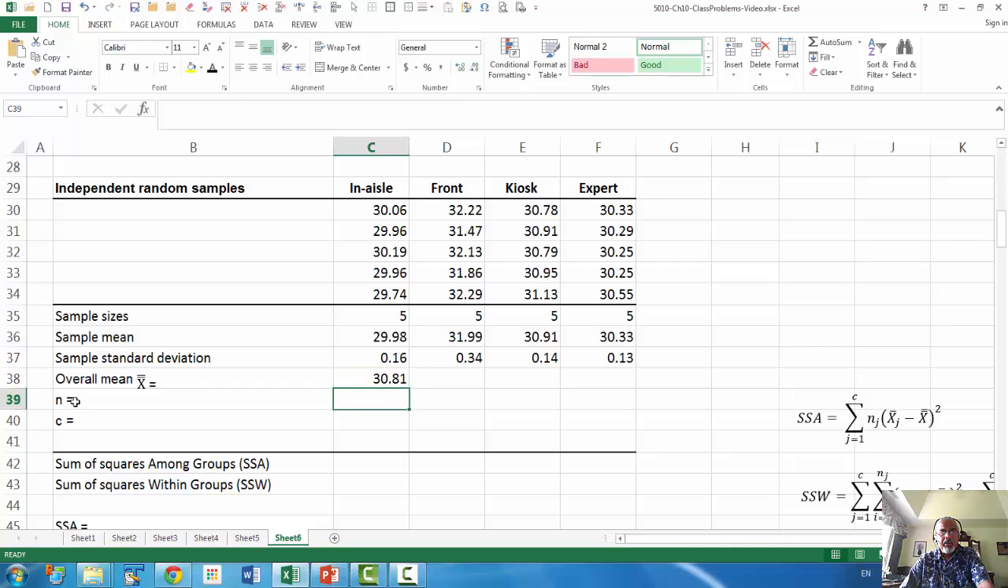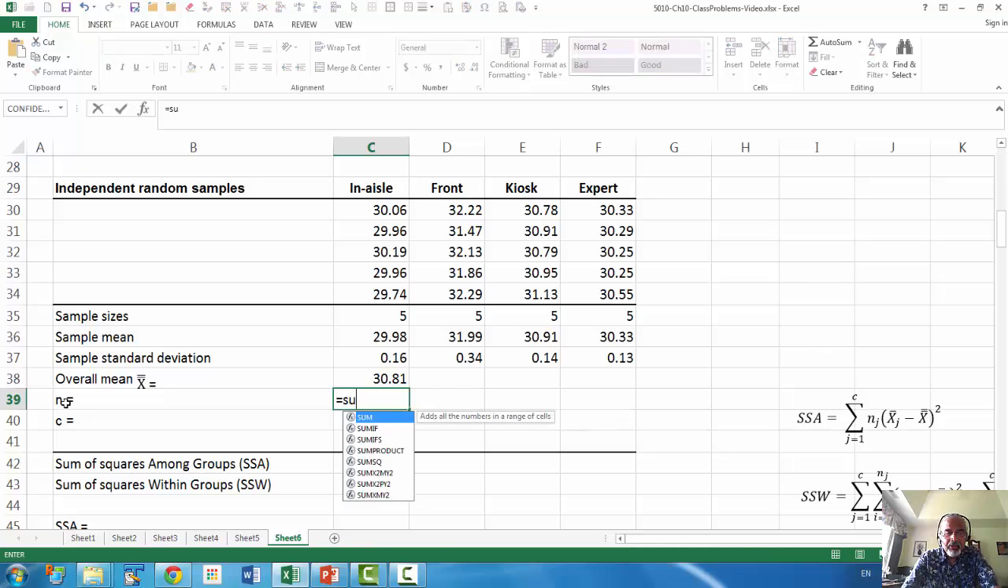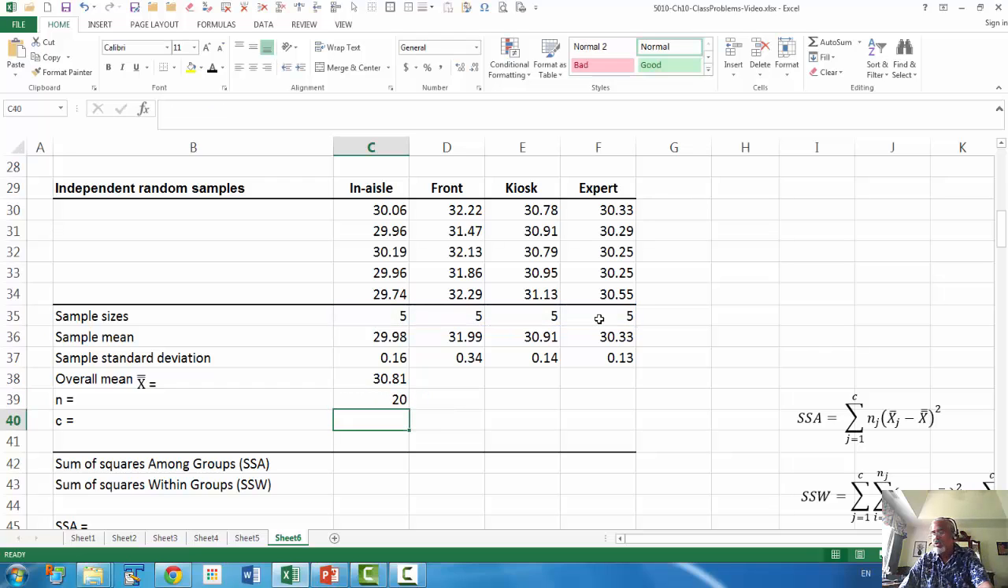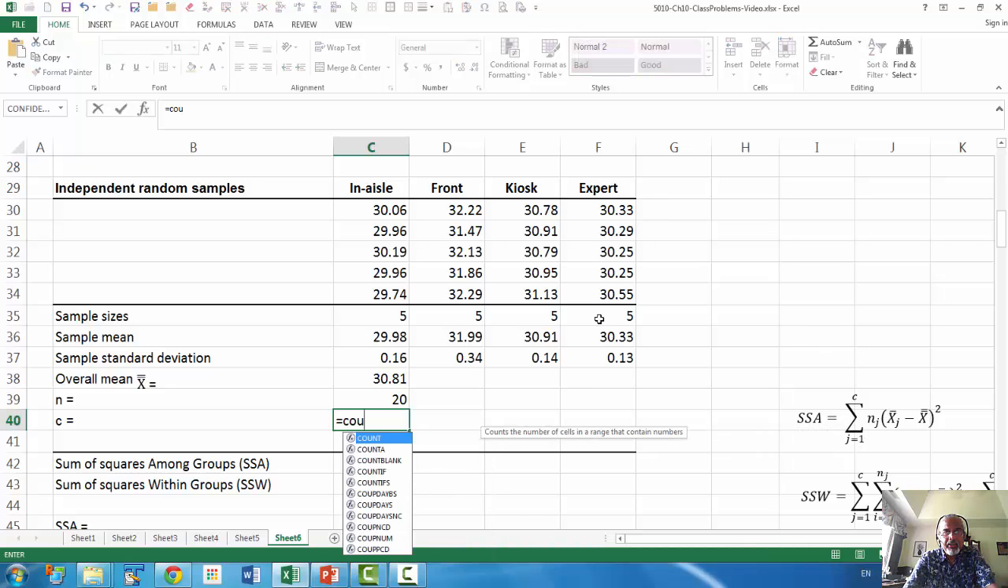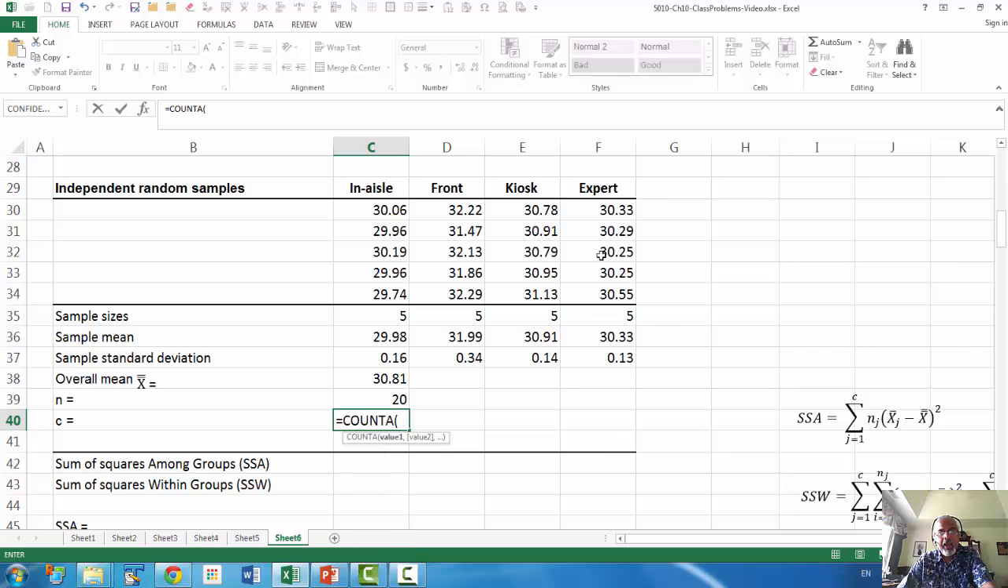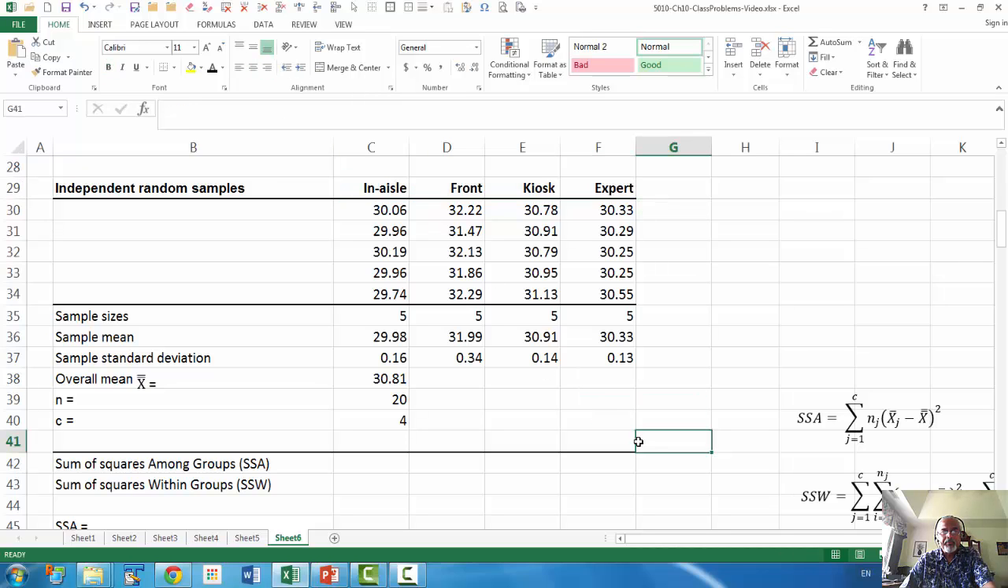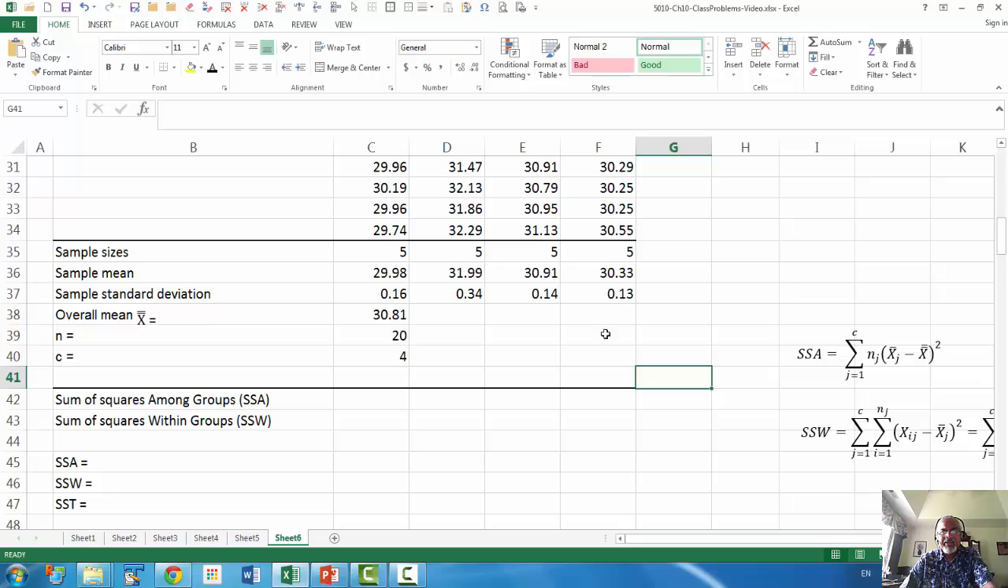Okay. Now N is the overall sample size, all the samples put together. So if you do a sum of the sample sizes, you'll get the overall sample size. And C here is 4, and I'll use a function for that, COUNTA, because this is non-numeric, so we have to use COUNTA. Okay, so now we have all the necessary sample statistics here.